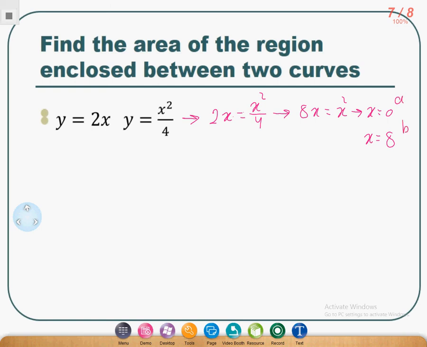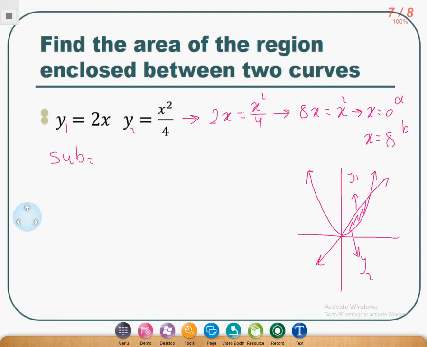Okay, what about the graph? Which one is up, which one is down? If you start to graph, it's too easy, boys. And I think I gave you the same idea before. x squared over 4 will be this way, and 2x will be this way. So if I suppose this one is y1 and this is y2, for sure this is y1, this is y2. So you can get the subtraction now.